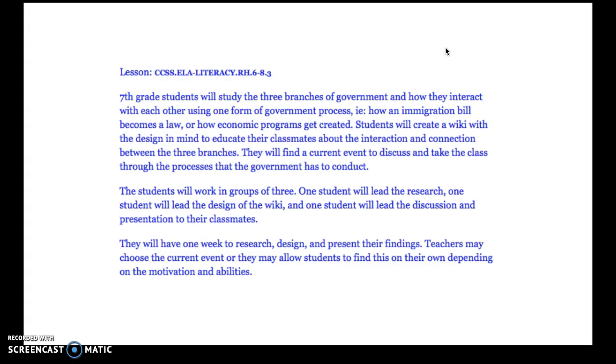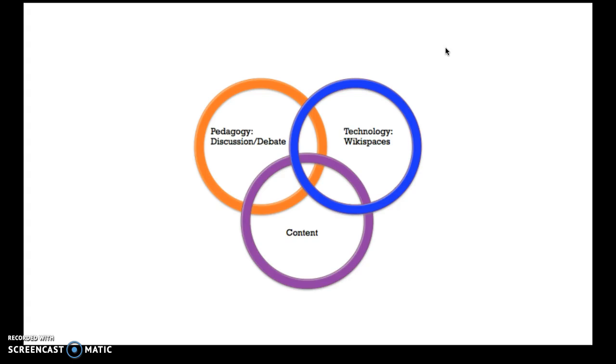One student will lead the research, one student will lead the design of the wiki, and one student will lead the discussion and presentation to their classmates. They'll have a week to do the research, design, and present their findings. And then teachers may choose a current event, or they may allow students to find their own depending on the motivation and abilities. So what you can see from that is our content is social studies. We're having the kids research on branches of government and actually put them into a wiki, and then the discussion is actually embedded into the lesson as well.